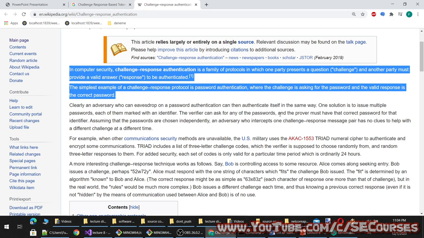In computer security, challenge response authentication is a family of protocols in which one party presents a question, the challenge, and another party must provide a valid answer, the response, to be authenticated. The simplest example of a challenge response protocol is password authentication, where the challenge is asking for the password and the valid response is the correct password. Okay, so this is what it is.